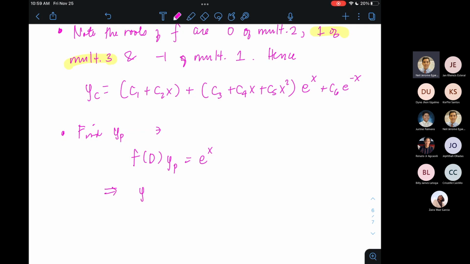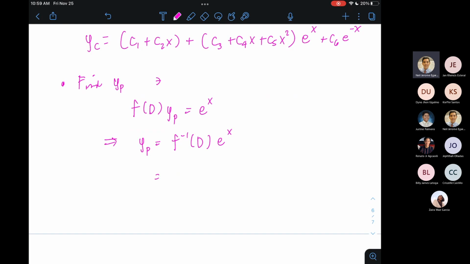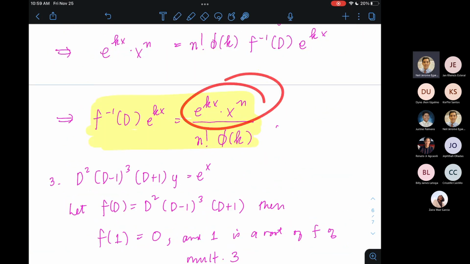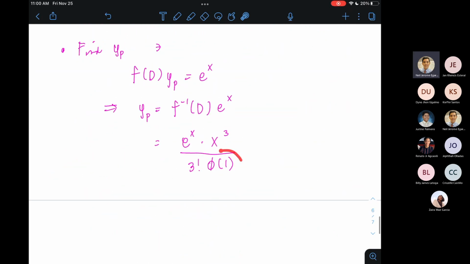So that means y sub p is equal to f inverse of d times e to the x. But this guy, f inverse d of e to the x, is just e to the x times x to the multiplicity, right? And multiplicity 3 siya, so x cubed all over n factorial, which is 3 factorial, times phi of 1, right? Galing dito sa formula na ito. So e to the 1x times x to the 3 all over 3 factorial times phi of 1. Pero ano nga si phi? Si phi ay yung natitirang factor kay f na hindi kasali si d minus 1.